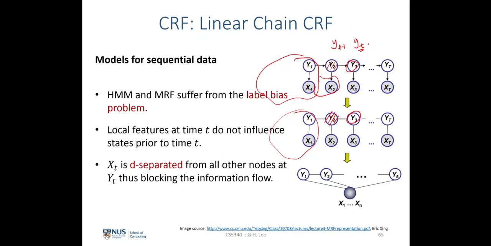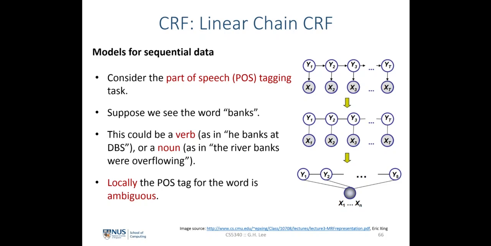And this is not good, because what it means is that when we do inference of every latent random variable here, we would not have a global knowledge, or the global context of the model. An example here is to consider a part of speech tagging task where I see the word banks over here, and I want to tag it as either a noun or a verb, that means I want to assign the latent random variable to be either a verb or a noun for this observation.